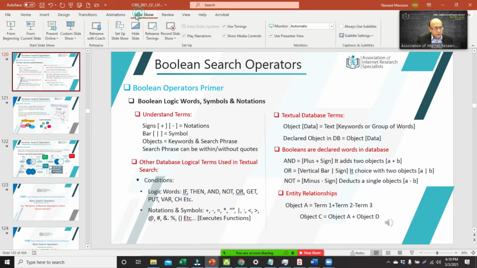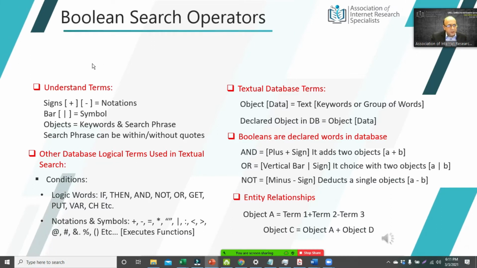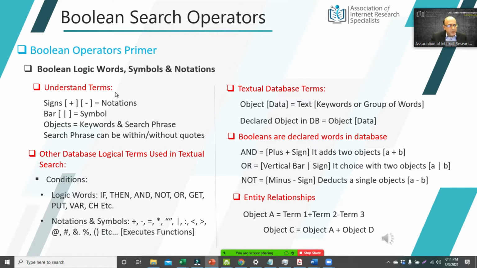So let's just look at this one quickly. The first slide that I'm going to ask you to pay attention to is some of the concepts, the naming conventions that we will apply. The signs or the notations are like plus signs, minus signs. Symbols are like vertical bars. For instance, this stands for OR. So OR, which is a choice given, or instructions given in Boolean. These are one of the symbols that replaces OR. So we call them symbols. So there's a difference between notations and symbols.